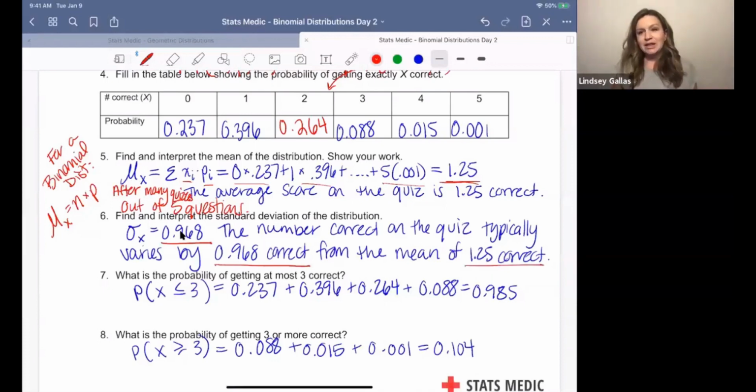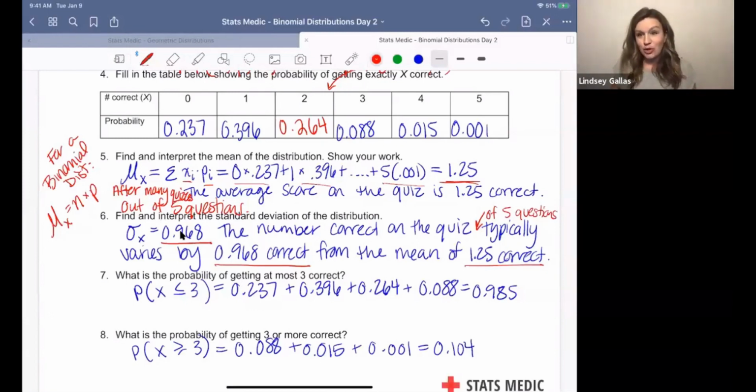One thing, again, I do want to add though is out of how many. So you could put this here, you could say the number correct out of a 5-question quiz. You could also put it at the end, like 1.25 correct out of 5. Anywhere is fine, just make sure you have that somewhere.